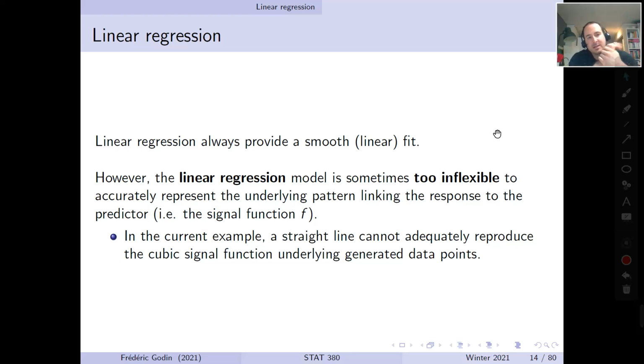Okay, so this is on the bad side. It might be inaccurate if relationships are not linear. On the good side, linear regression always provides a smooth fit. Because of the smoothness, we don't have this very bumpy curve we had with k-nearest neighbors. So there are pros and cons with linear regression, as we can see here.